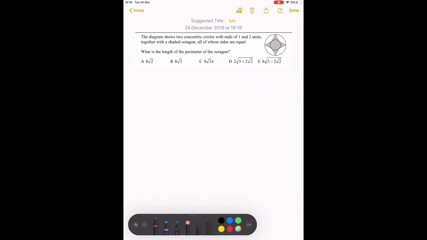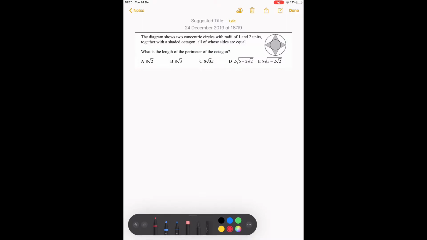Today we're doing another UKMT question. The question is: the diagram shows two concentric circles with radii of 1 and 2 units, together with a shaded octagon, all of whose sides are equal. What is the length of the perimeter of the octagon?